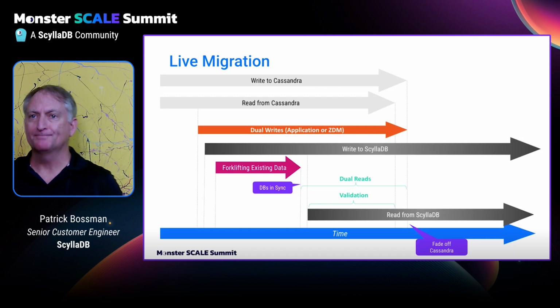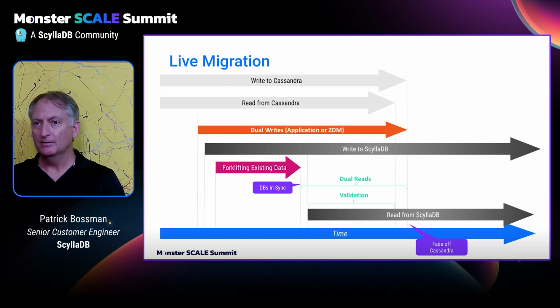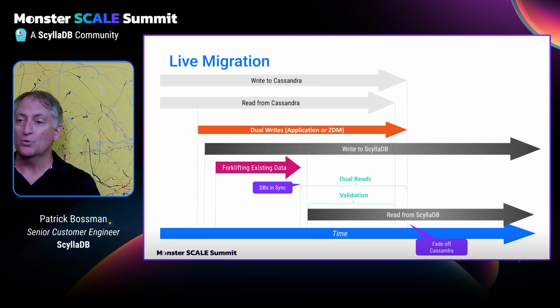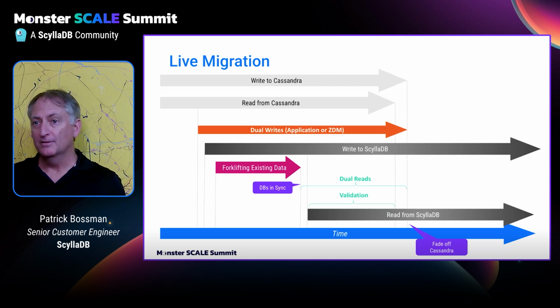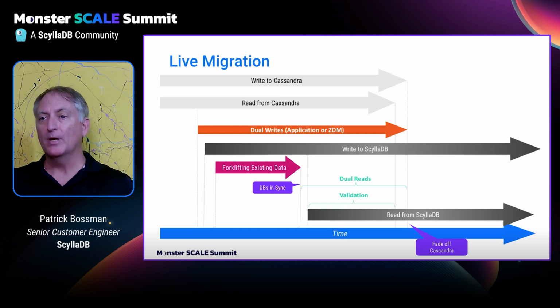And then finally, you start writing to Scylla exclusively after you're completely comfortable that Scylla is operating and all of the data is there, and it is now the primary from a write perspective. You are writing exclusively to ScyllaDB and you fade off of your source database, which in this case is Cassandra. And so there you have it. You're done. You are migrated to ScyllaDB.